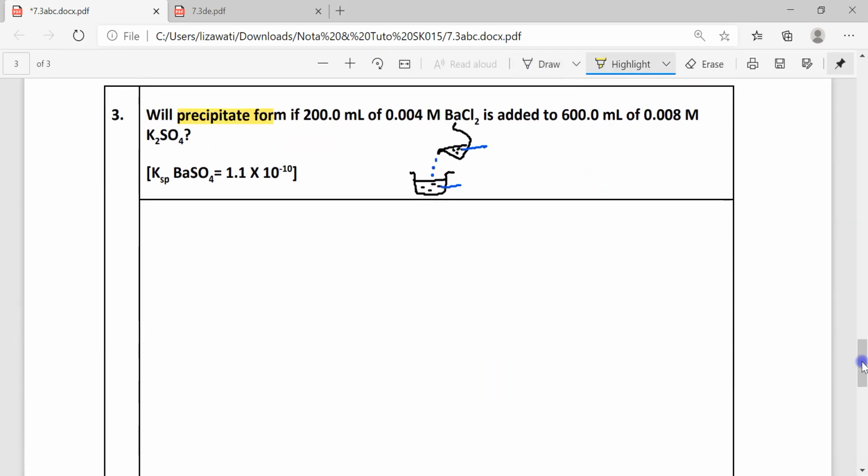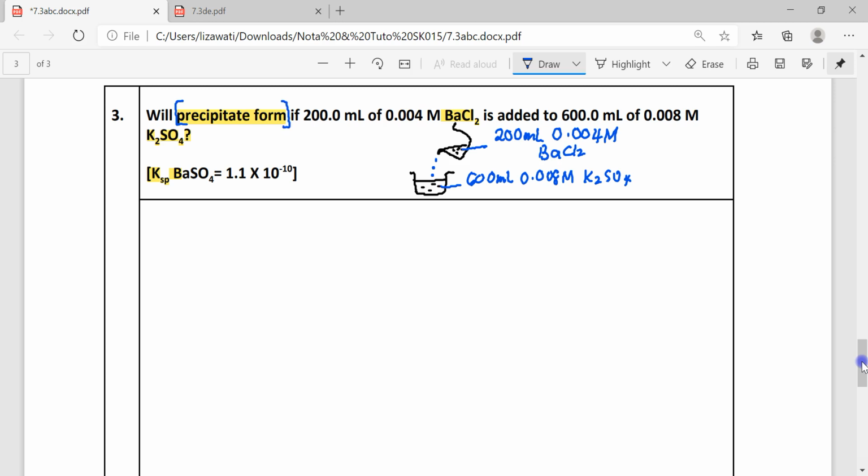Will precipitate form if 200 ml of 0.004 molar BaCl2 is added to 600 ml of 0.008 molar K2SO4, and the KSP value is given. When we illustrate it in a diagram, the beaker contains 600 ml of 0.008 molar potassium sulfate. The solution added into the potassium sulfate solution is 200 ml of 0.004 molar barium chloride. The question asked is, is there any precipitate formed?